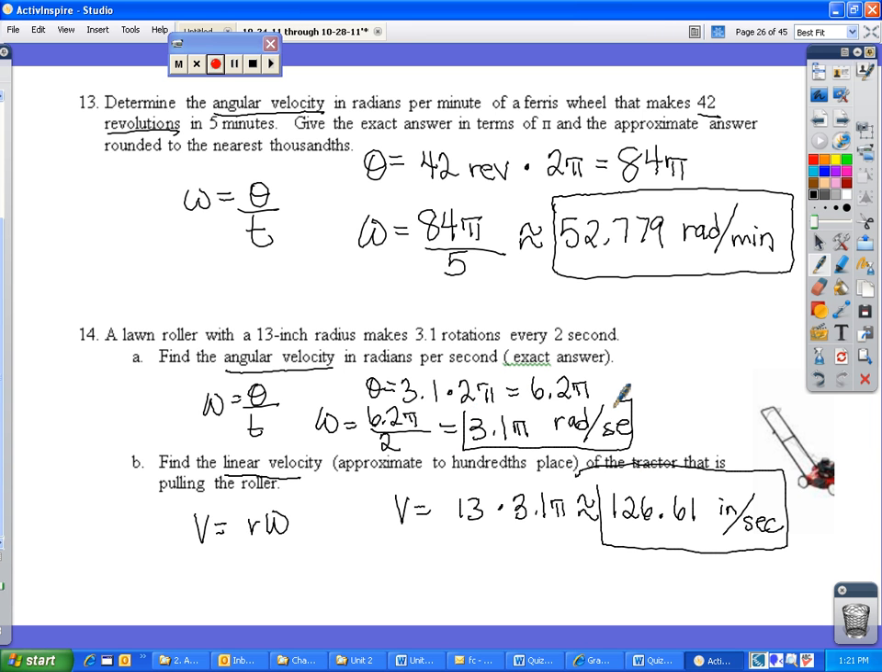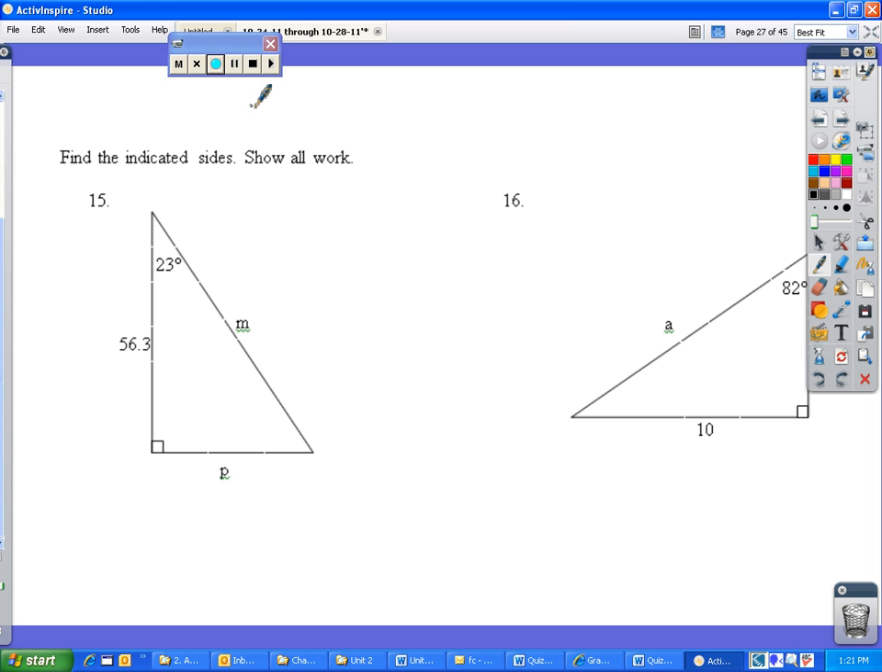Alright. Let's go ahead and move on to the final and last page. Actually, I'm going to do the last page in another video, so check for the third video.